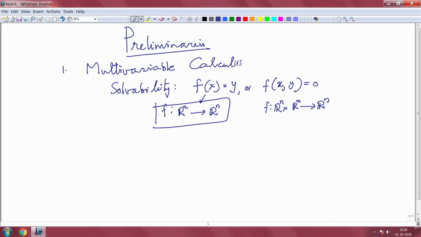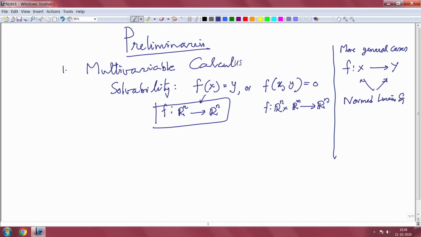Though I will be restricting myself to this kind of equations, let me also tell you that the theory you are developing can actually be used for more general cases, which I will not do, but I advise you to learn. You can have mappings from X to Y, where X and Y can be normed linear spaces, even infinite dimensional. You can convert your PDE and other problems to this abstract solvability problem, and these theorems can be very handy when you want to solve it. So, let me restrict myself to the case here.